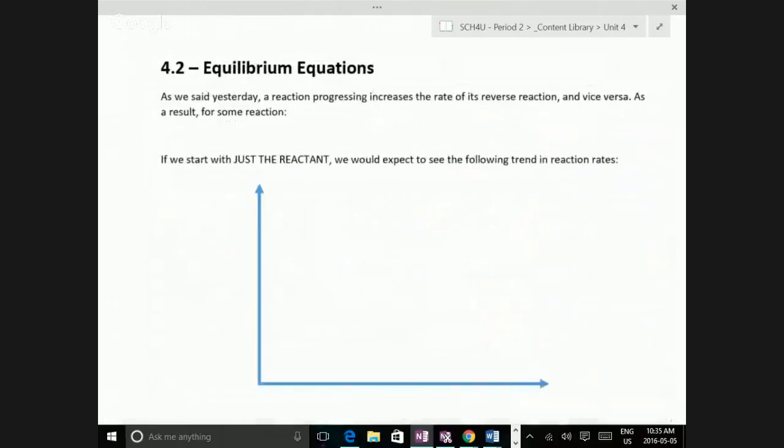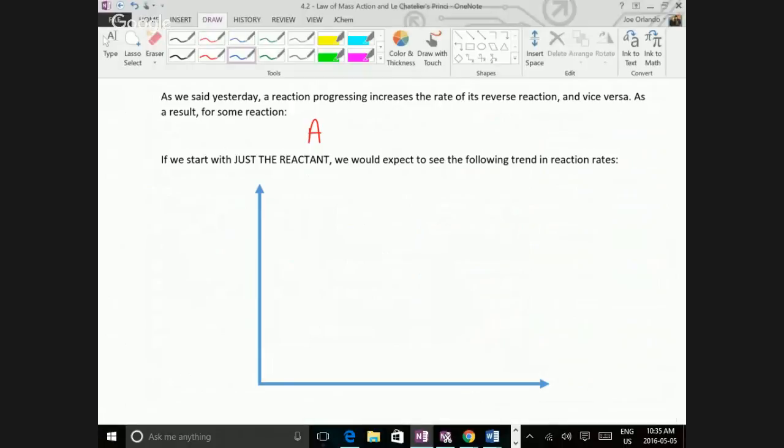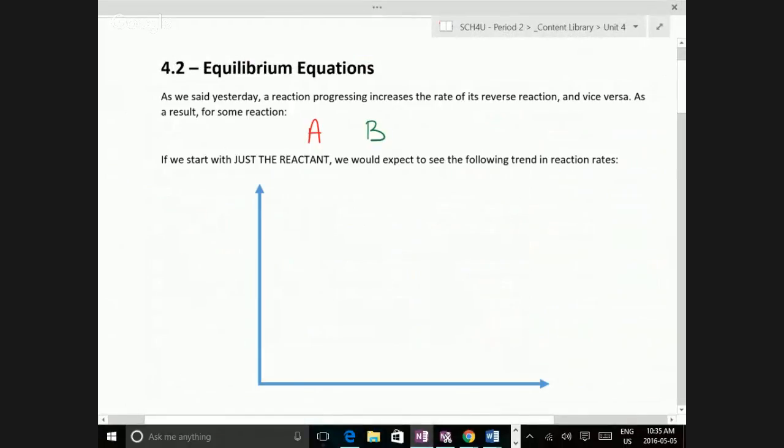But yesterday we talked about equilibrium, and I want you to imagine that we have some reaction here where we have something A reacting to become something B.